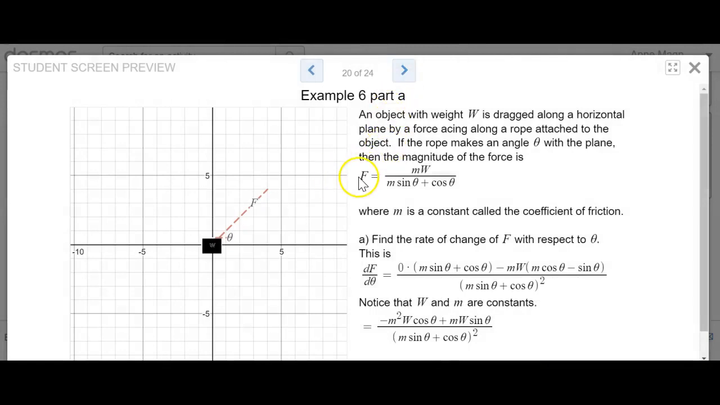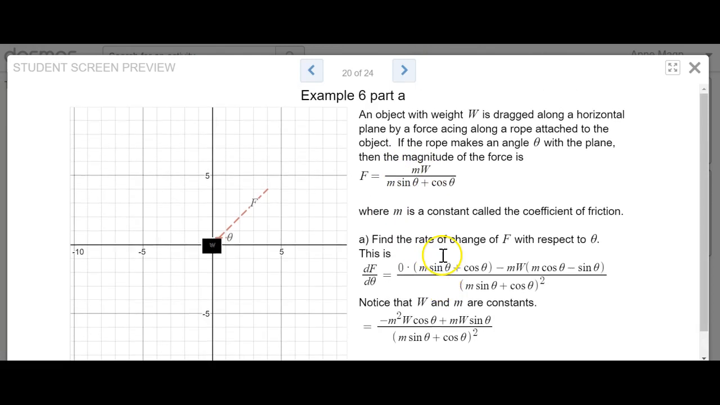Here is an application problem. An object with weight W is dragged along a horizontal plane by a force acting along a rope. So someone is pulling this rope and dragging this thing. If the rope makes an angle of theta with the plane, then the magnitude of the force is given by this equation. So this is a function of the angle theta, and m is a constant, the coefficient of friction.